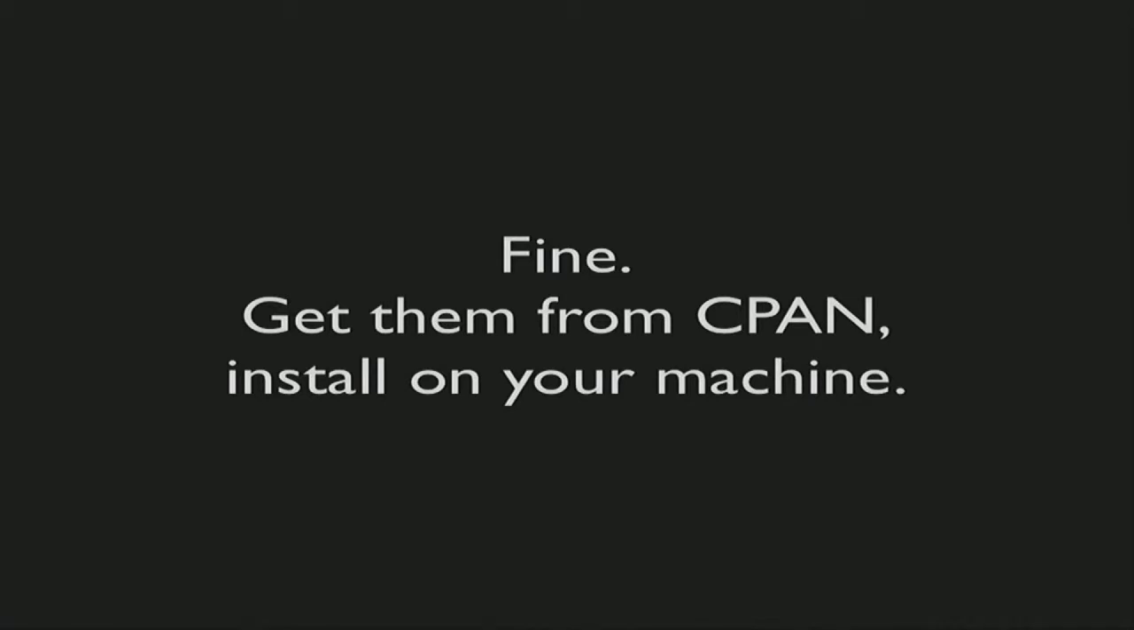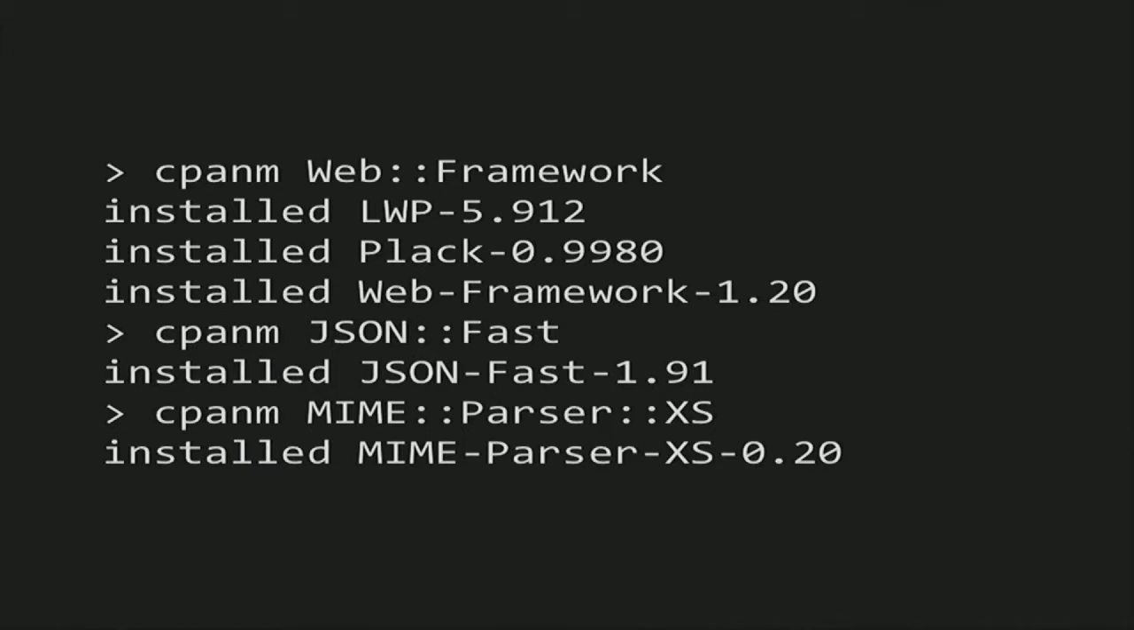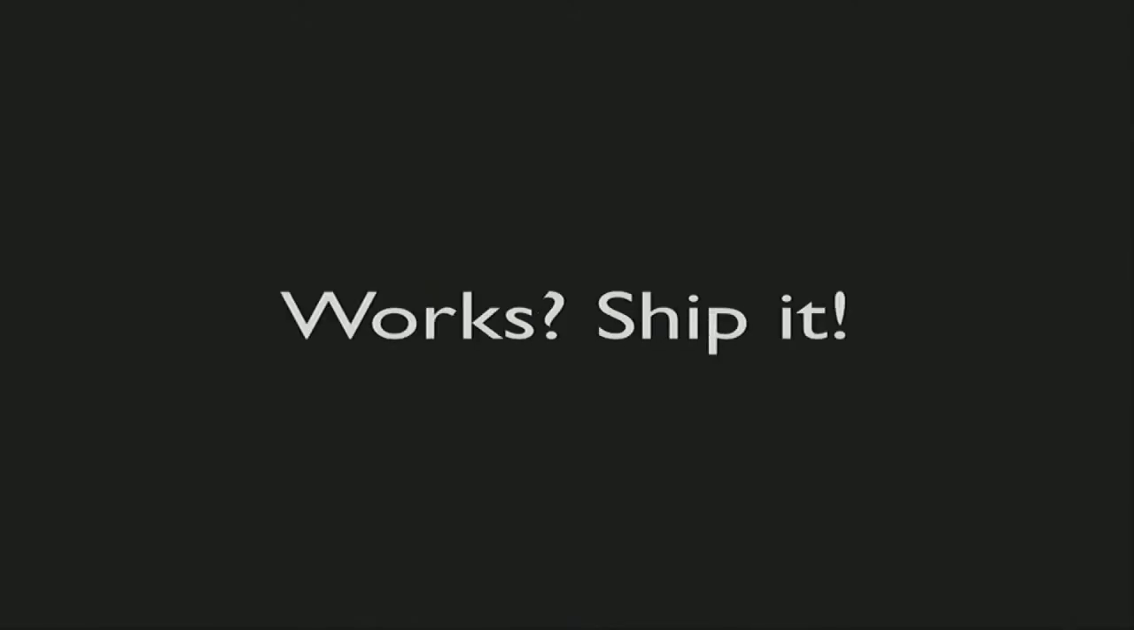So that's fine. So what you want to do is to get them from CPAN and install on your development machine, maybe on your laptop, maybe on your shared machine. So maybe use tools like CPAN or cpanm to install these modules that will pull dependencies as well, like when you install a web framework or something like that, or you install LWP and Plack, JSON modules, MIME modules, the modules that your application needs. And you test it on your machine, commit to your repository, and it works. So you want to ship it to the production environment.